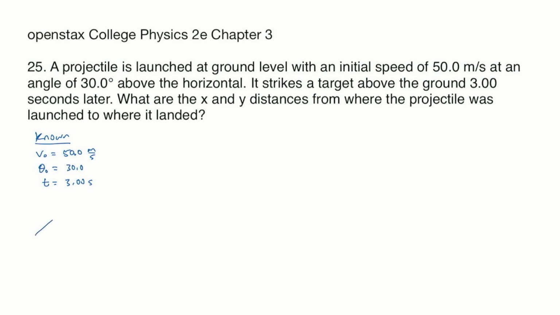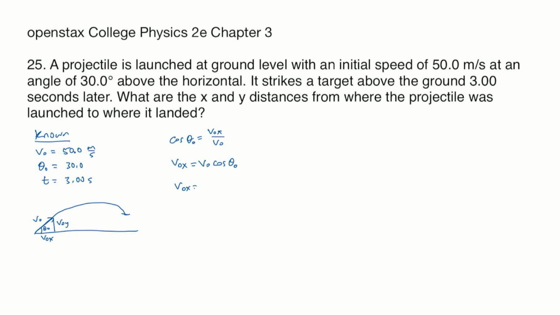Okay. And so the projectile goes something like this. So it lands up higher. Here's our V naught. Here's our theta naught. So here's our V naught Y and V naught X. All right. And so the cosine of theta is going to be V naught X over V naught. And so V naught X is going to be V naught times the cosine of theta naught. And so V naught X is 50 meters per second times the cosine of 30 degrees.